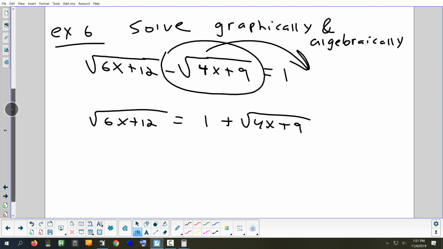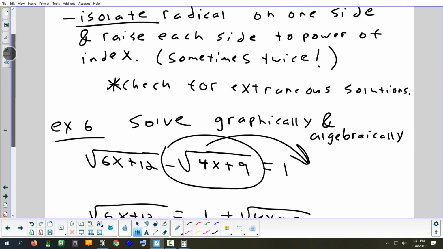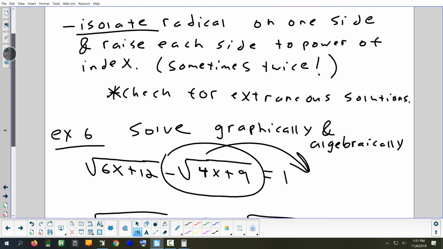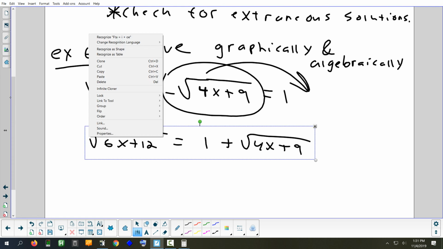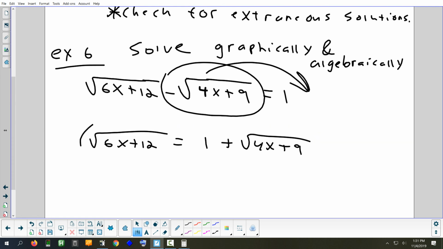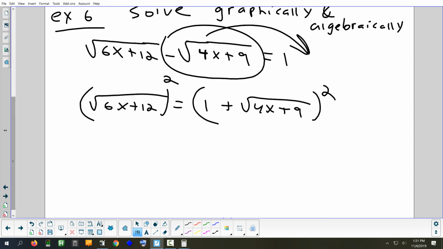Now, what do I want to do on both sides? Raise each side to the power. So this is an index of, it's invisible, but what number is there? 2. So square each side. So squared, squared. What do you get on the left? 6x plus 12. Yep, you get 6x plus 12. So that's pretty straightforward.